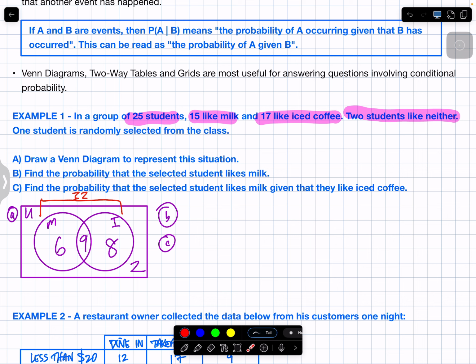I'll scroll down so you can see the next example while people are getting down the working out. Can you get example 2, please, of the restaurant owner?